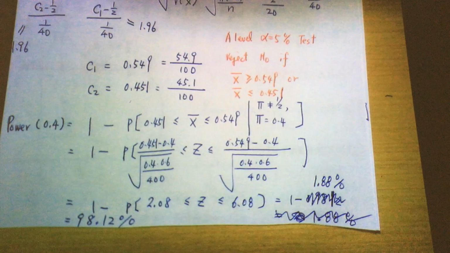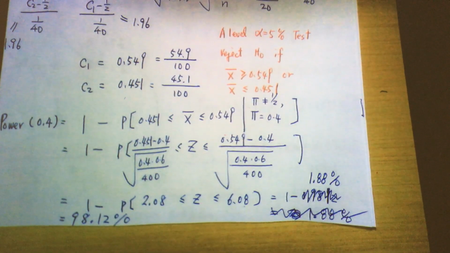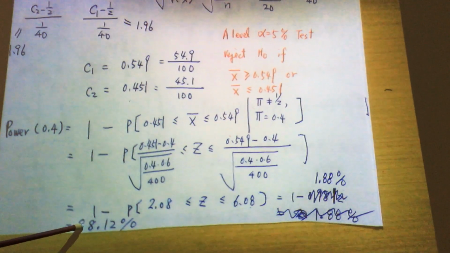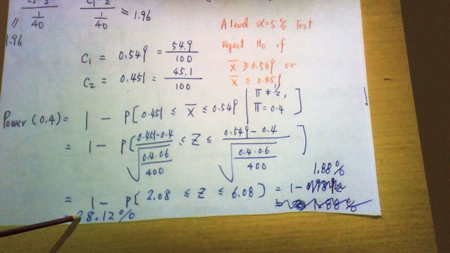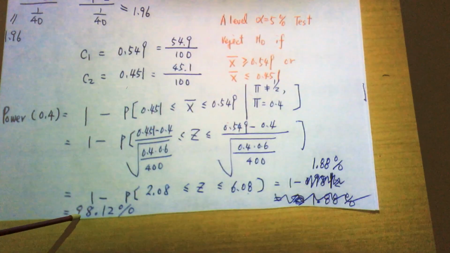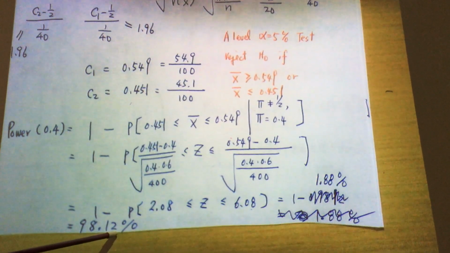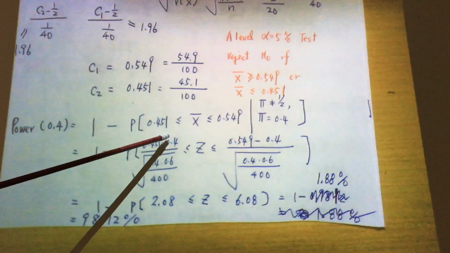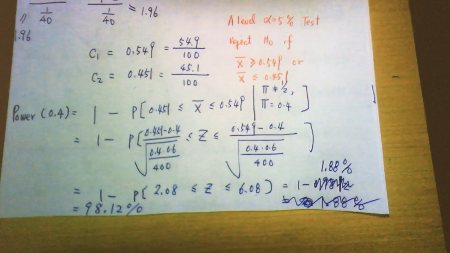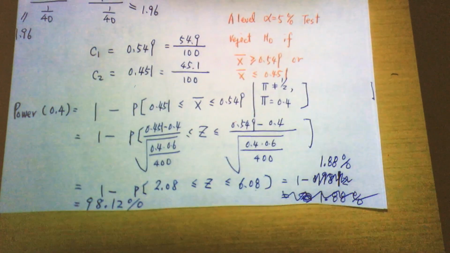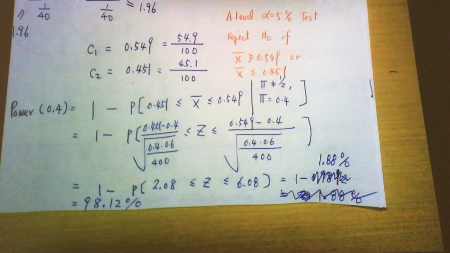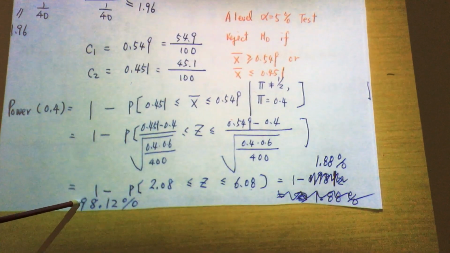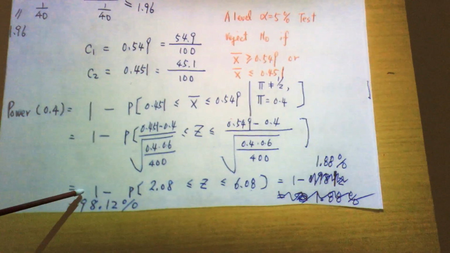Anybody still remember when we used alpha equal to 5% and n equal to 100? What's the power? 51.2%. Remember that? But this one jumps up to 98.12%. Does that make sense? Of course it makes sense, right? What's power? Under H naught is false, you should reject H naught. If you increase from n equal to 100 to n equal to 400, when you have more information, of course you can predict much better. Is that clear? So it becomes more powerful. That makes sense, okay?